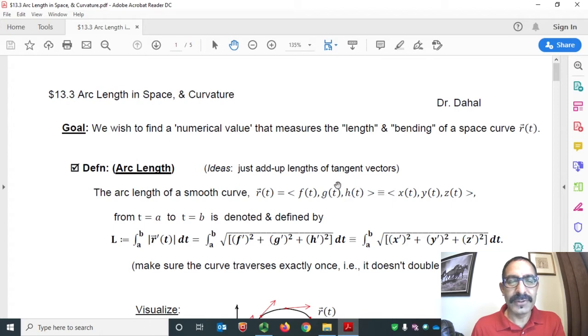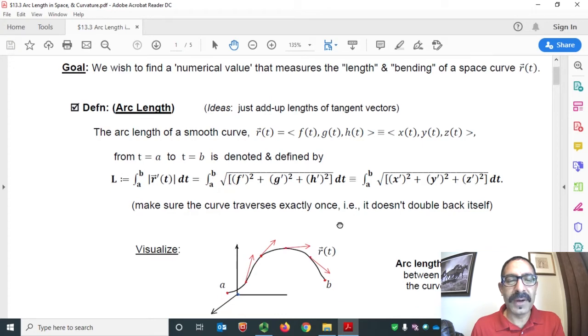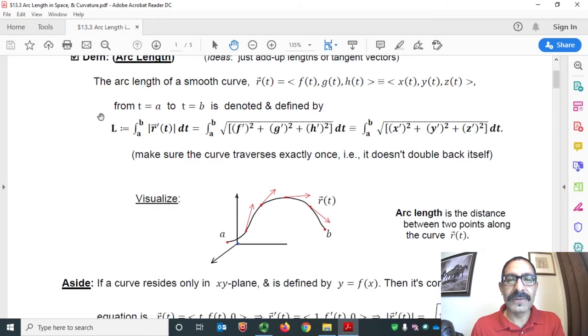Next, definitions. Arc length. The arc length of a smooth curve given by the vector equation r(t) equals the vector whose components are f(t), g(t), h(t), or x(t), y(t), z(t), from t equals a to t equals b is denoted and defined by L equals the definite integral from a to b of the magnitude of r'(t) dt.